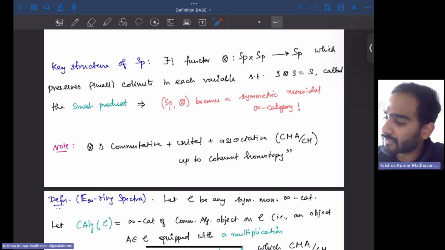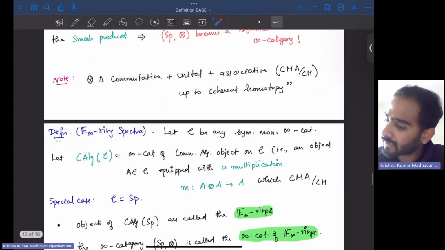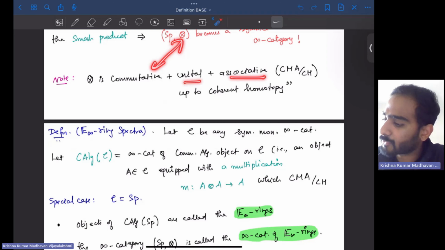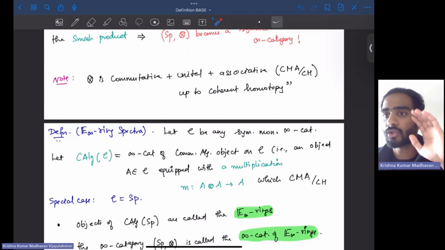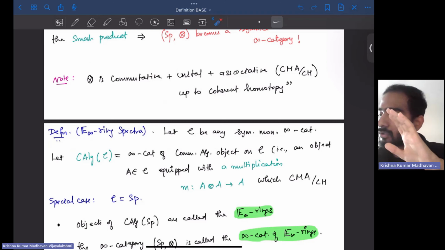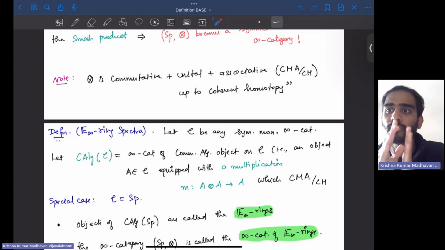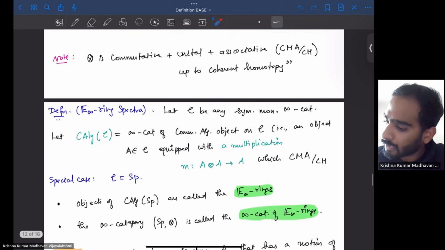So the smash product is a unique functor such that it preserves colimits in each variable, such that the smash product retrieves back the space itself. And with this smash product, the category of spectra becomes a symmetric monoidal infinity category. And then this thing is seen to be commutative, unital, and associative up to coherent homotopy. So we're not going to define what a coherent homotopy is, but you just have to take it on faith from me that coherent homotopy is sort of a homotopy notion for infinity categories. Right.